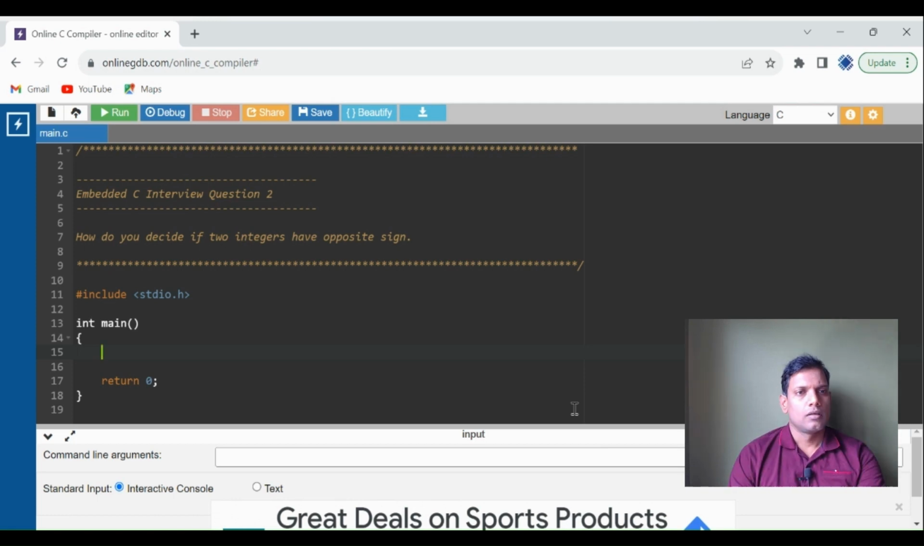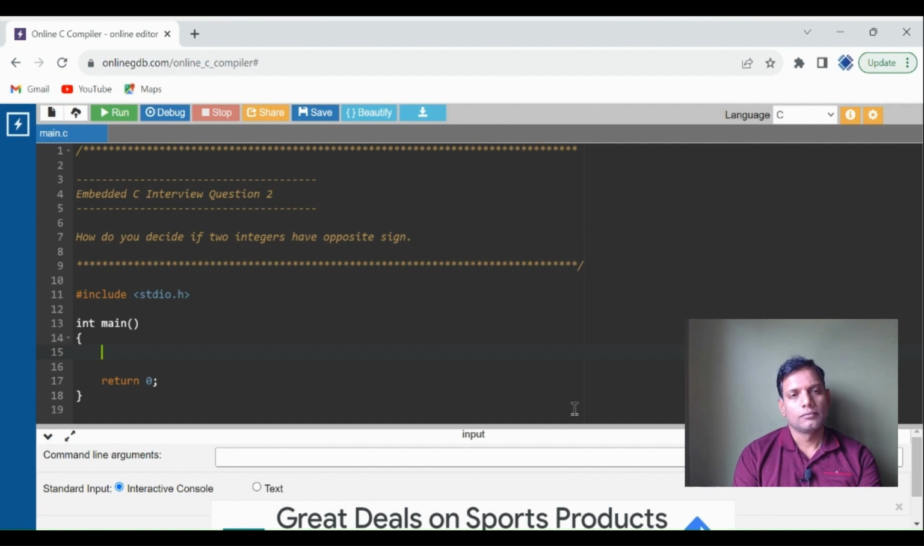Hello everyone. So we are going to discuss question 2 in embedded C. The question is, how do you decide if two integers have opposite sign? Dealing with signed integers is not straightforward, and one has to be very careful while dealing with integers which are not declared as unsigned.